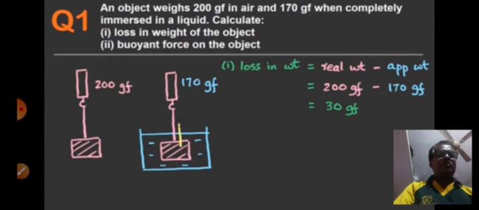The buoyant force or the upward force is the force of the liquid on the object, and I've marked it with F in the diagram. And as we've learnt, this buoyant force or upward force is the loss in weight of the object. So it will be the same value, 30 gram force.